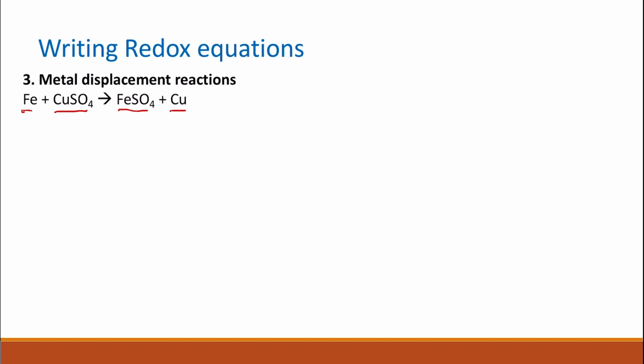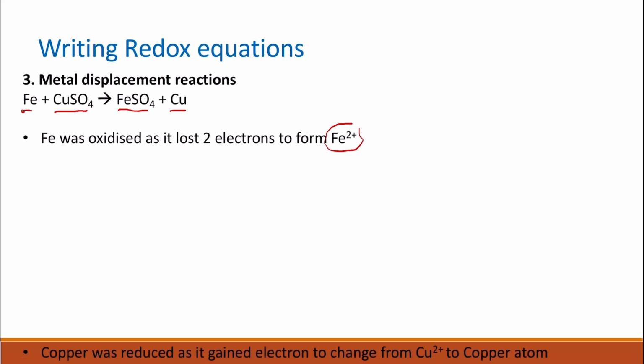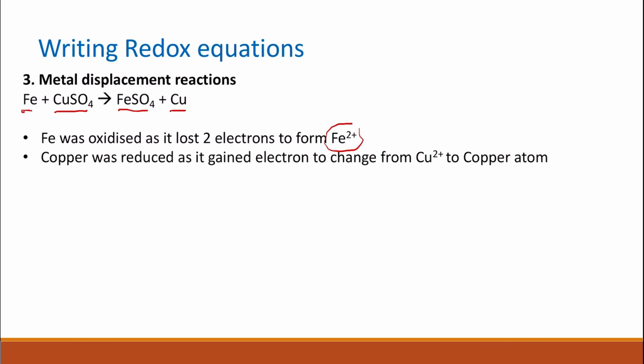This is another type of redox reaction. We can see that iron was oxidized as it lost two electrons to give you the iron ion, which is iron 2 plus. While the copper was reduced as it gained two electrons because it changed from copper 2 plus as an ion to give you the copper atom, which is not charged.